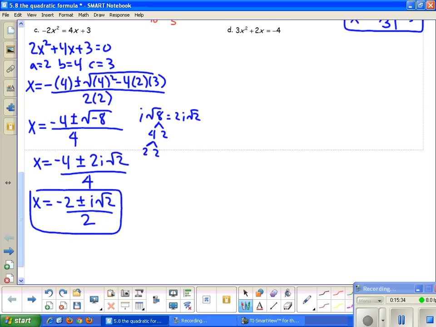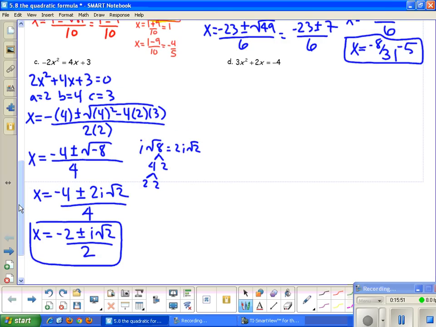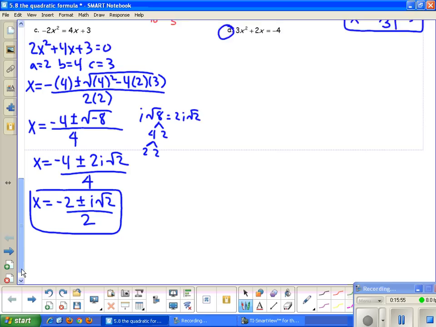So these are going to be my two solutions. And of course, my two solutions are imaginary. So that means they're not going to cross the x-axis at all because they have that negative underneath the radical. So why don't you guys go ahead and do D and see if you can work out this problem on your own. And then we'll look at it in class together.